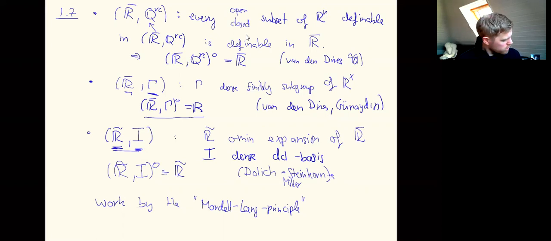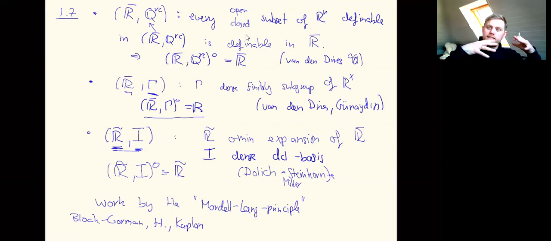Two years ago, Alexei Bloch-Gorman, myself, and Elliot Kaplan wrote this paper called Theories Satisfying a Mordell-Lang Condition. And this makes this idea of how they all are common a little bit more precise.